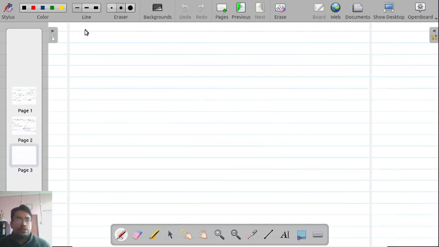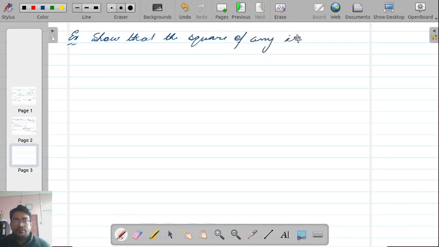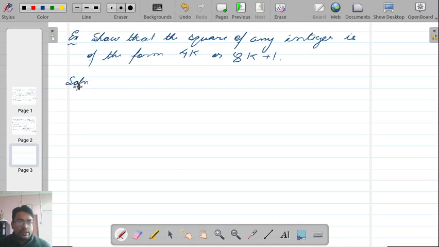Okay, similar to that, let us try another one. Show that the square of any integer is of the form 4k or 8k plus 1. Of course, this k and everything are integers, right? So this is also very similar.